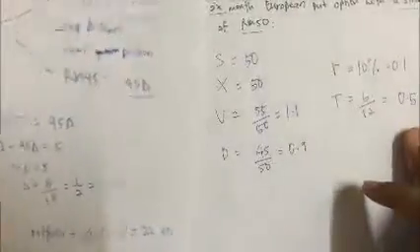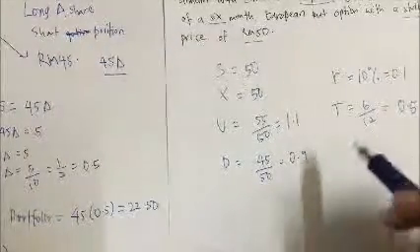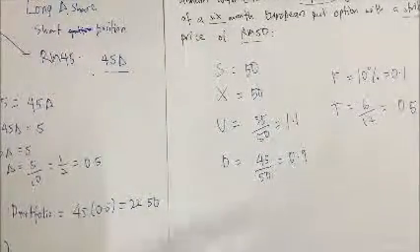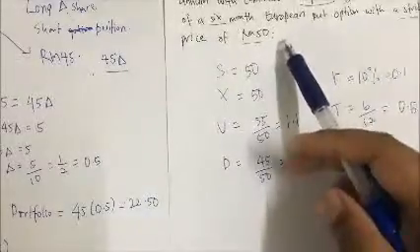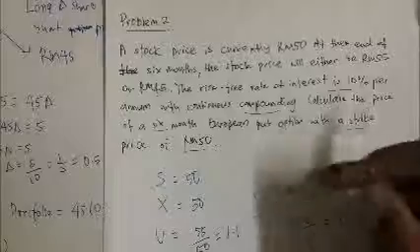So that's all from me. I have shown you how to find the option value from the problem given, and I think that's all for now. Thank you.